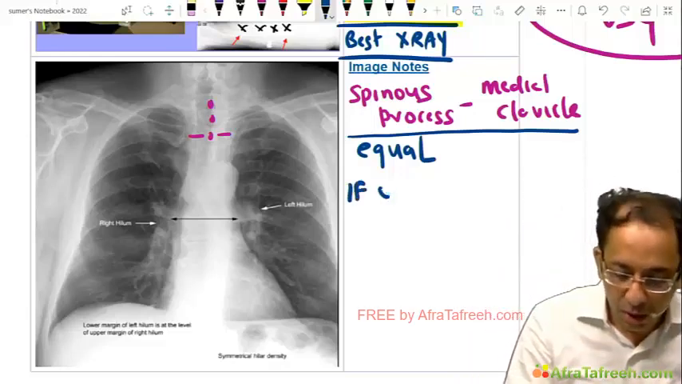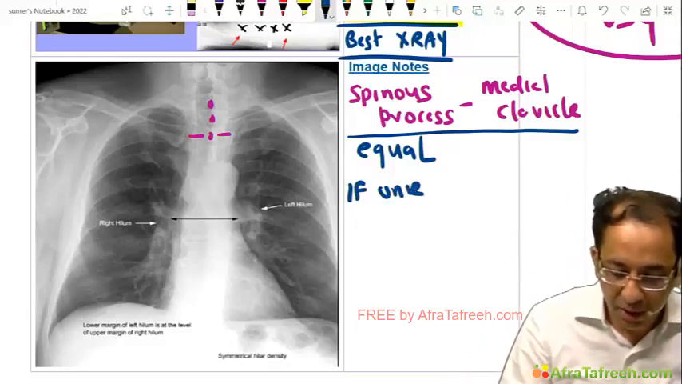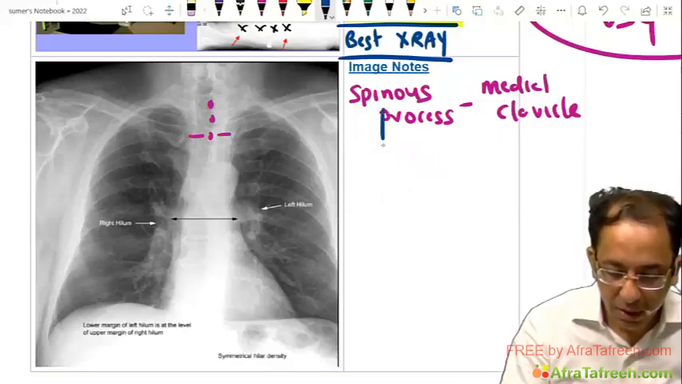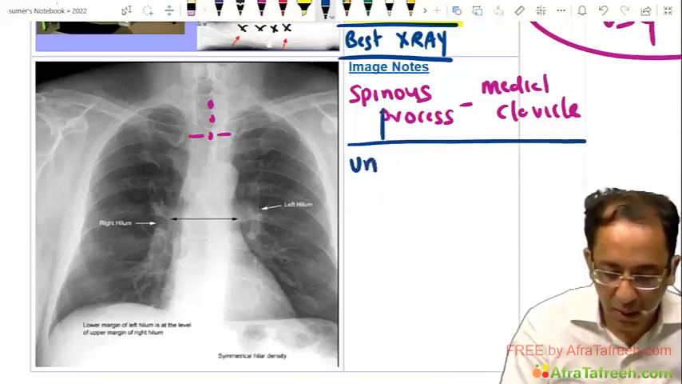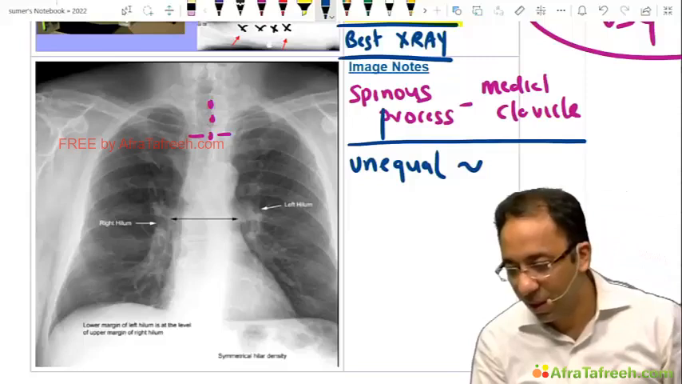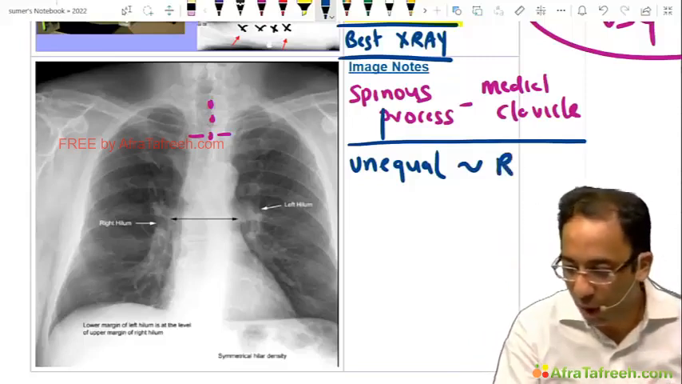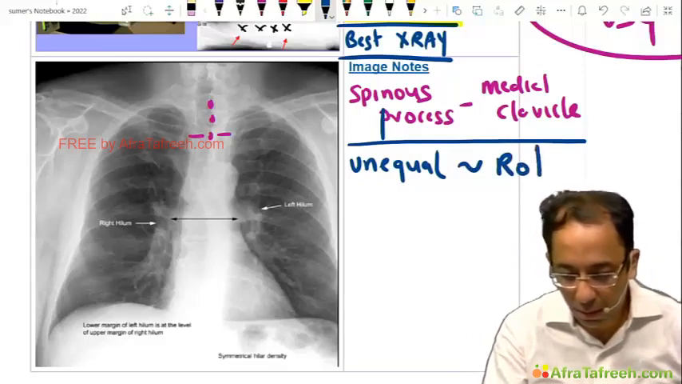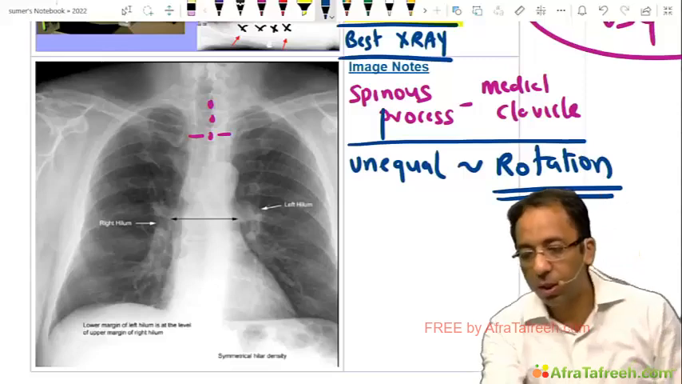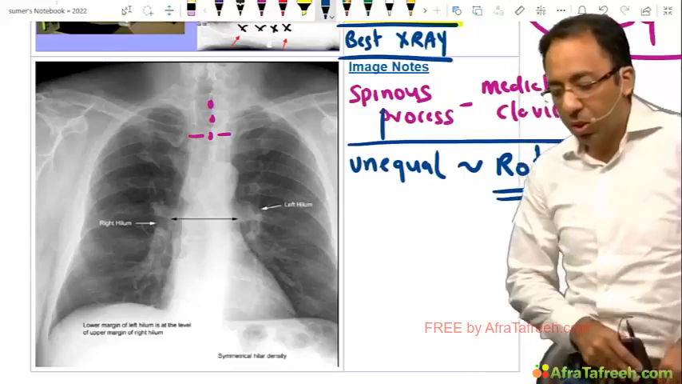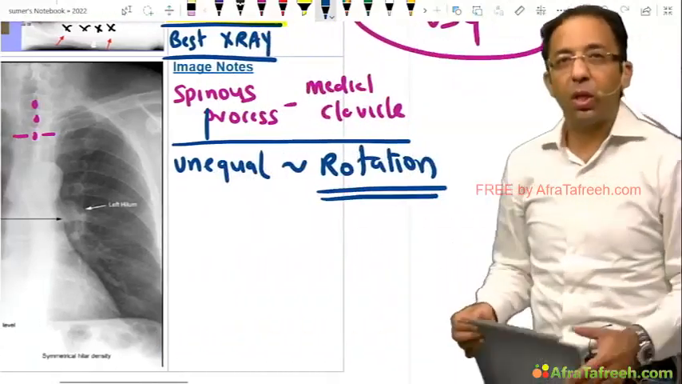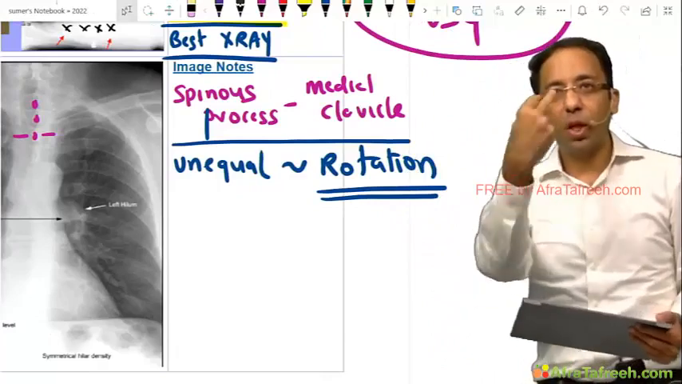If it is not equal, if the distance between spinous process and medial end of clavicle is unequal, it is called rotation. Now what do we mean by rotation? Let's try to understand what we mean by patient rotation. Instead of writing now, let's understand once. Okay, keep your pen down, listen to me, look at the screen.